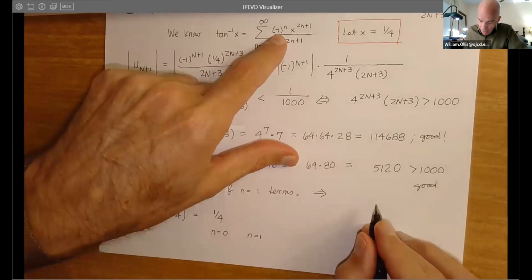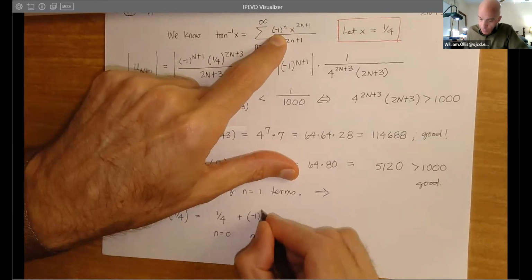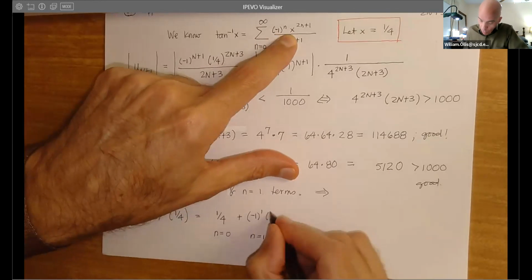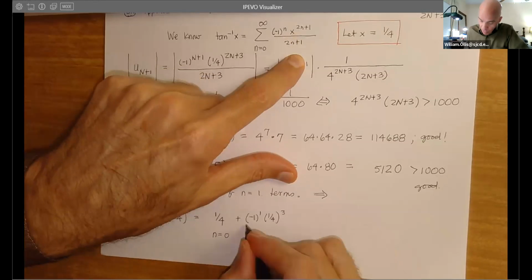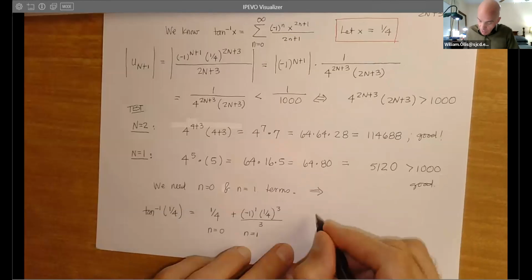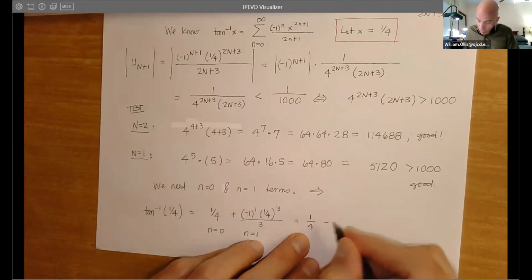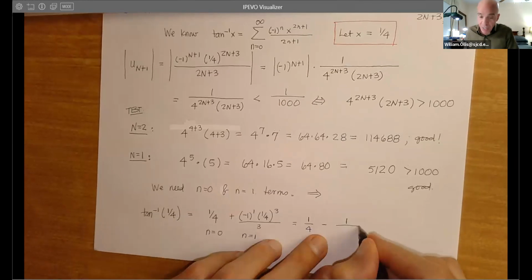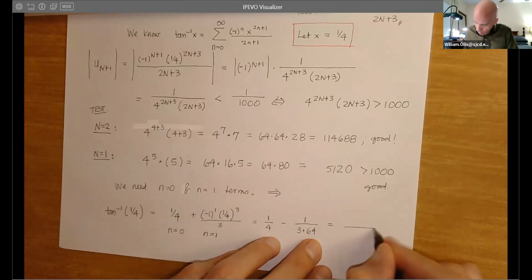So let's go up here and just write it out. Plus -1 to the first, 1/4 again to the third, divided by 3. So this gives us 1/4, now minus, and then we've got a 64. So we've got a 3 times a 64. Oh, good, so that's easy. We've got 3 times 64.